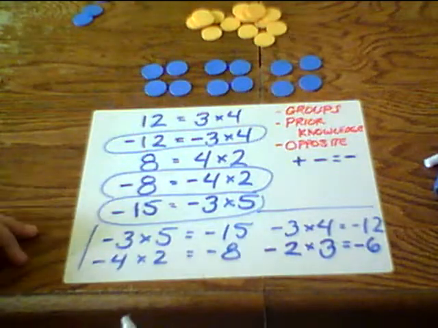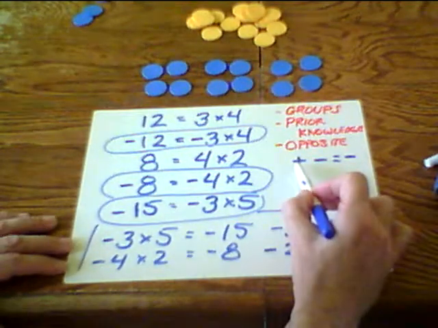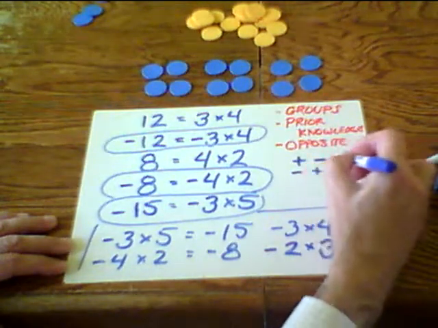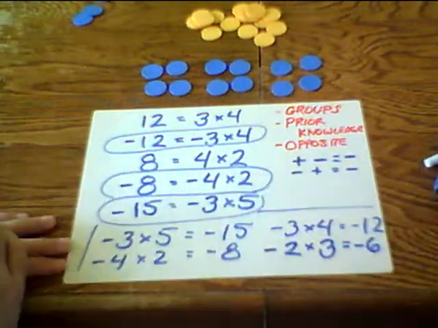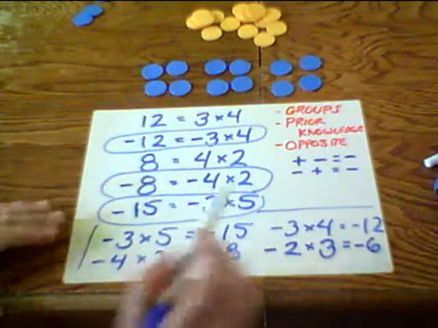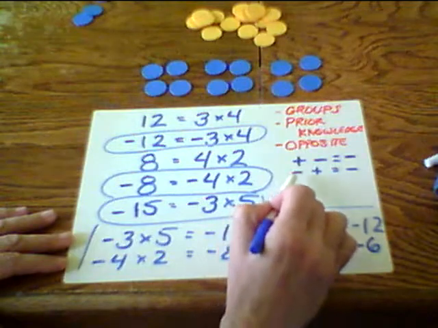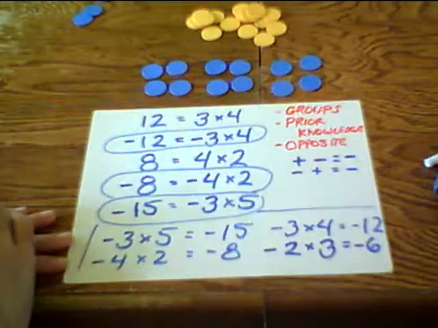All right, so now we found a second rule. Before we had a positive times a negative equals a negative. Now we have a negative times a positive equals a negative. So we have two different rules here: one if the first number is positive and the second is negative, or one if the first number is negative and the second number is positive.